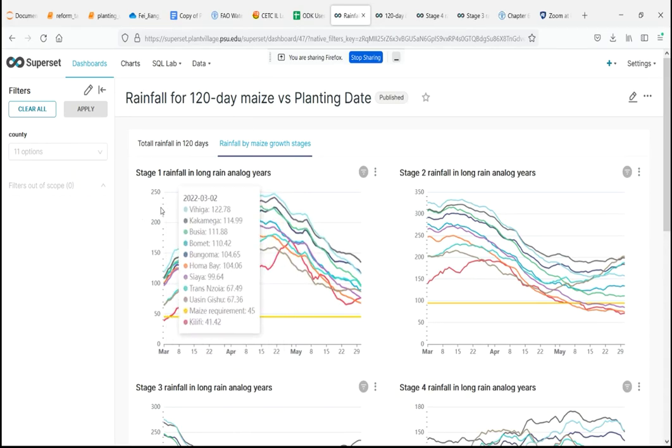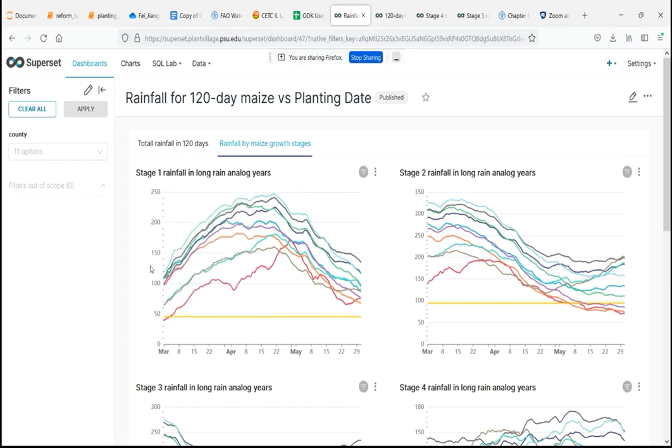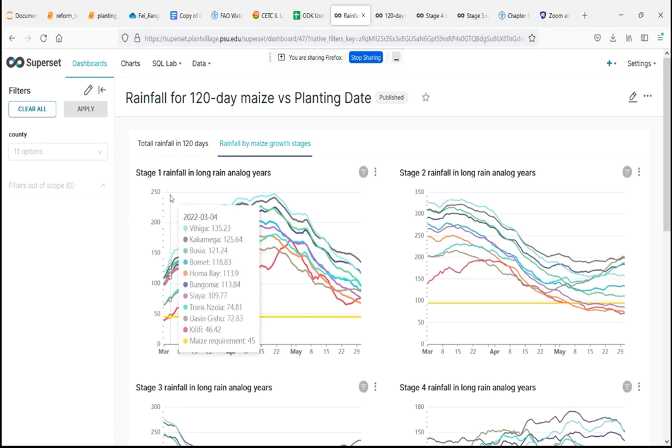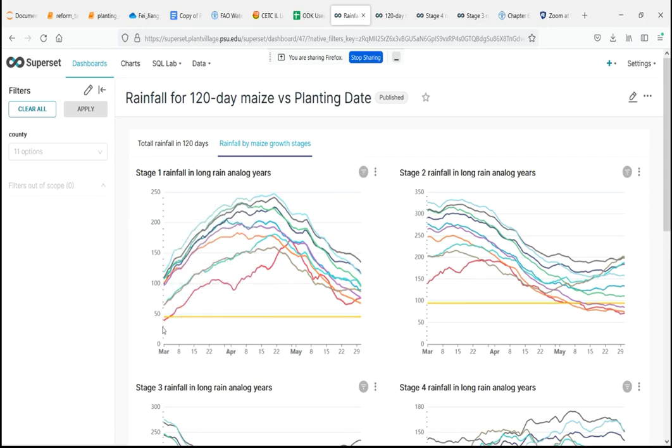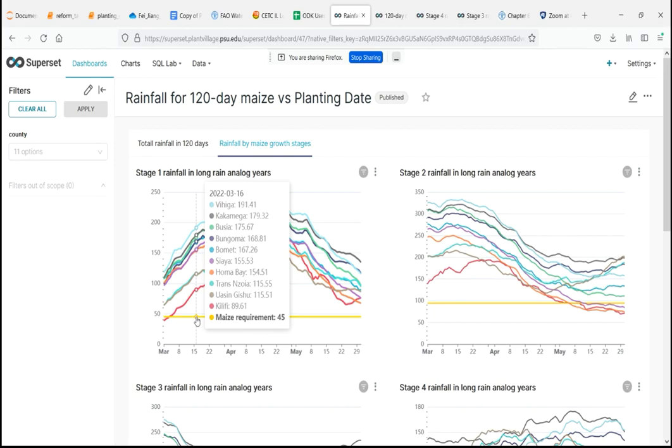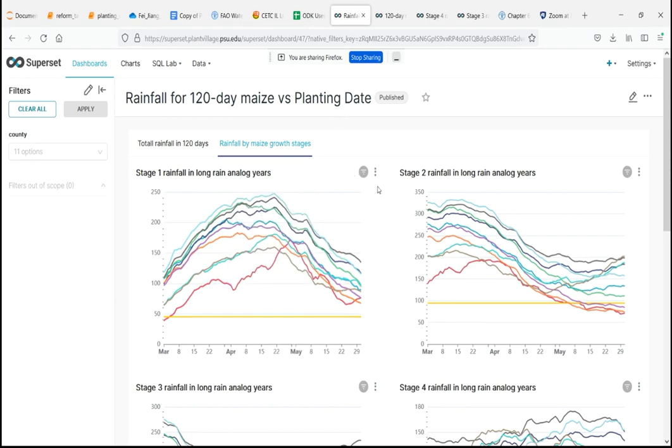The last trick is please pay attention to that the y-axis is the rainfall amount you will receive. It doesn't mean whatever you receive can be used by the maize. You may want to assume that only 50% of the rainfall, or even a lower percentage, can be used by the maize. When you compare the rainfall you will receive versus the maize requirement, you can keep in mind this coefficient. Hope that will be helpful.